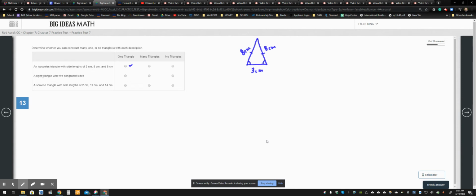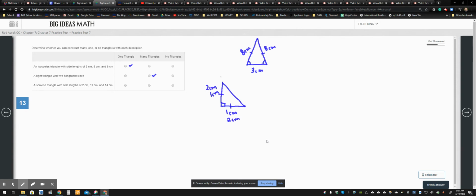Okay, a right triangle with two congruent sides. I'm going to say that this one's probably going to be many triangles. So if we're looking at a right triangle, we have a right angle, and these two sides are congruent. Now, this side could be 1 centimeter, and this side could be 1 centimeter. Or this side could be 2 centimeters, and this side could be 2 centimeters.